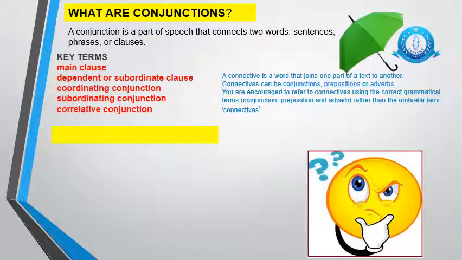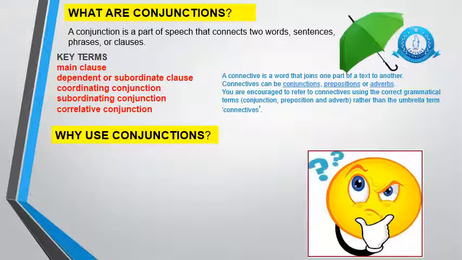A conjunction is a part of speech that connects 2 words, sentences, phrases, or clauses. Why use conjunctions? Too many simple and compound sentences can make writing sound choppy, very abrupt. But too many complex and compound complex sentences, where you have lots of different words in there, can make writing difficult to follow. So we need to balance our writing and use different sentence structures and lengths throughout our writing.